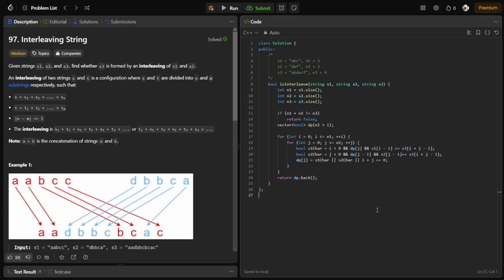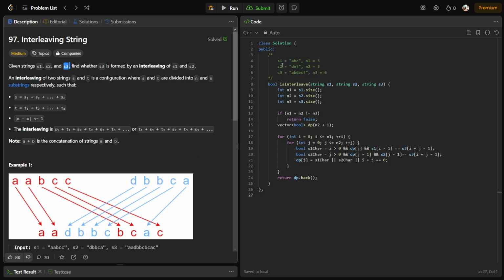LeetCode Problem number 97, Interleaving String. This problem gives us three strings, S1, S2, and S3, and the goal is to find out whether or not S3 can be formed by interleaving S1 and S2. So what that means is if we have S1 and S2 and we break them up into substrings, can we form S3? Right, so that's basically it.